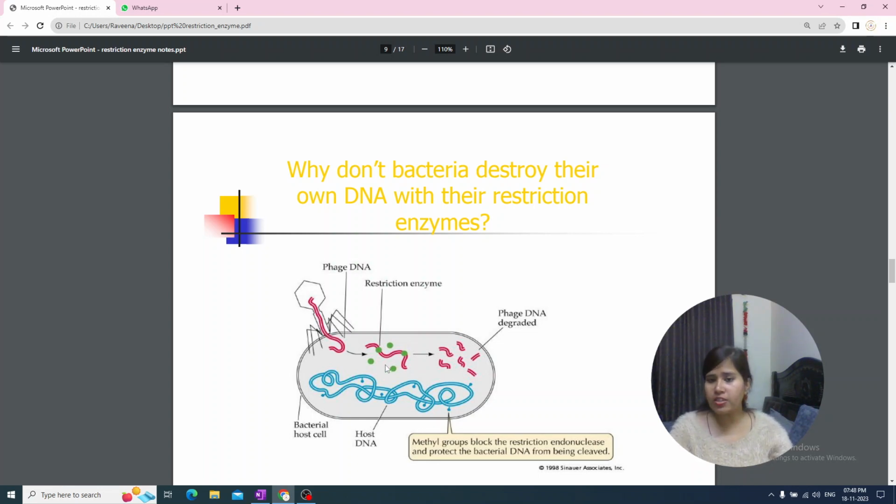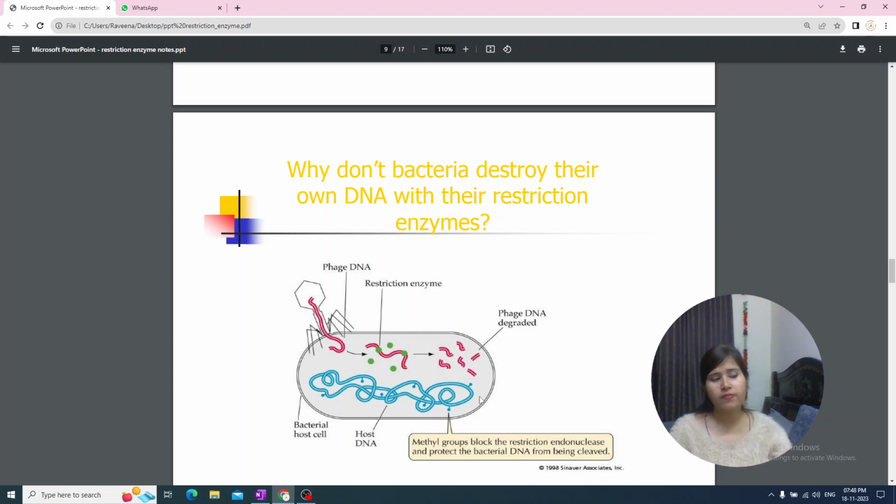What is the function of the restriction enzyme? The restriction enzyme will stick to the outsider DNA or bacteriophage DNA. In green color, the restriction enzyme is represented. This restriction enzyme will stick to the bacteriophage DNA and chop it into several fragments. So basically, the phage DNA will be degraded.